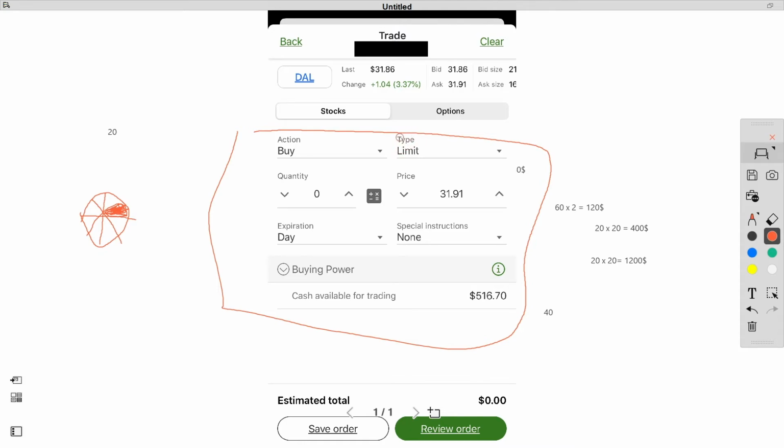But let me go over what a limit buy is. So a limit buy is where you get to set your price for when you want to buy. Oh, excuse me. It's early morning right now.